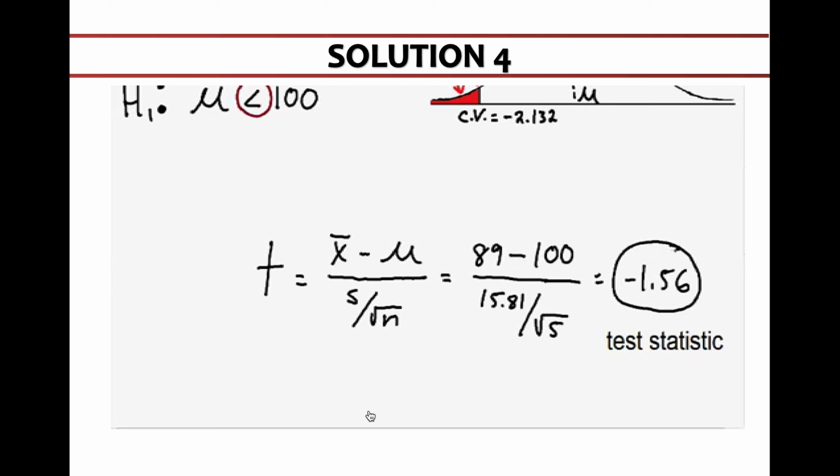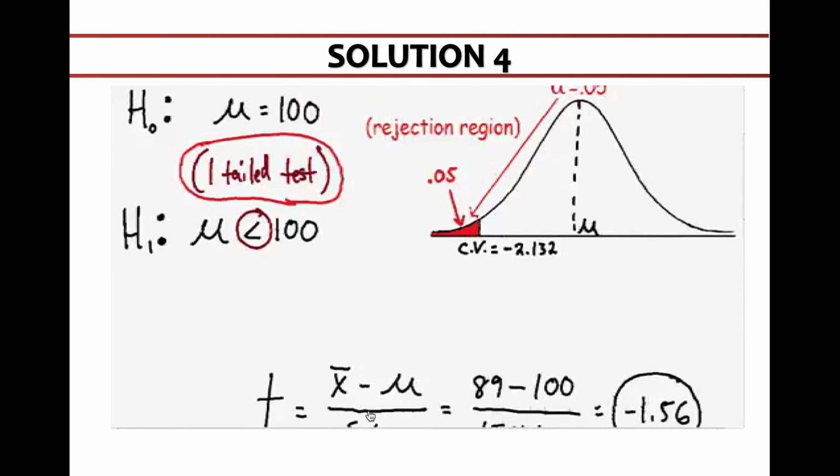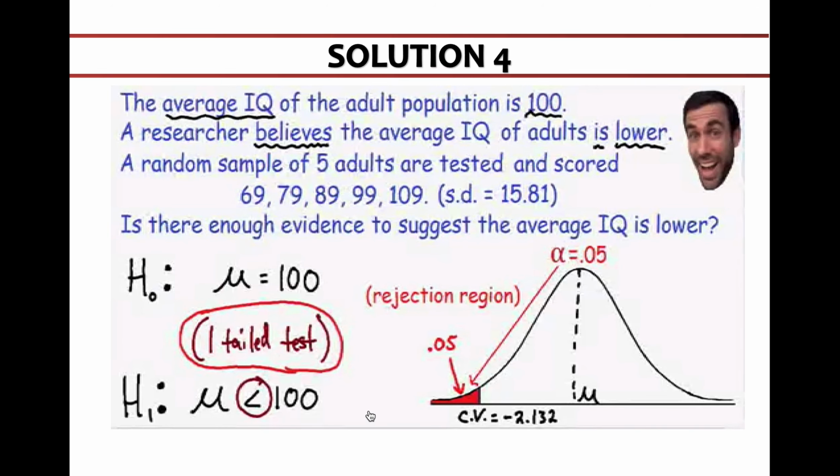So how do we use this value to draw a conclusion to this problem? That's our last step. We need to draw a conclusion to the problem. So if we go back to our curve, this value of negative 1.56, where does it lie on this curve? Well, we know that this critical value is negative 2.132, and we know this average, which is directly in the middle, has a value of 0. So we know negative 1.56 is somewhere between negative 2.132 and 0.